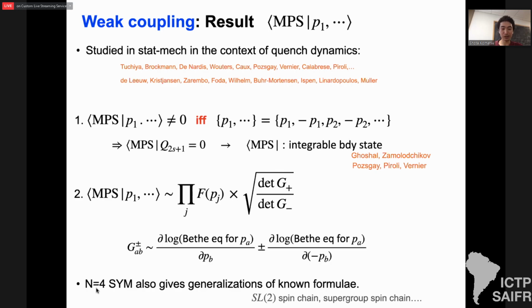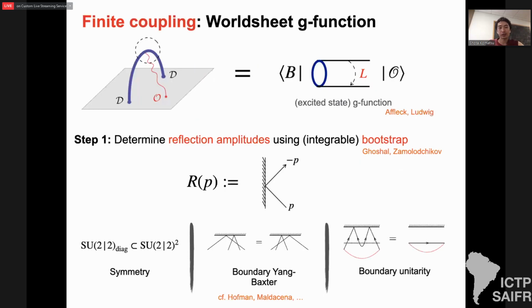And I should also mention that N=4 super Yang-Mills also gives generalizations of these known formulas, for example, to the SL(2) spin chain or supergroup spin chain and so on. So that was the story for the weak coupling.